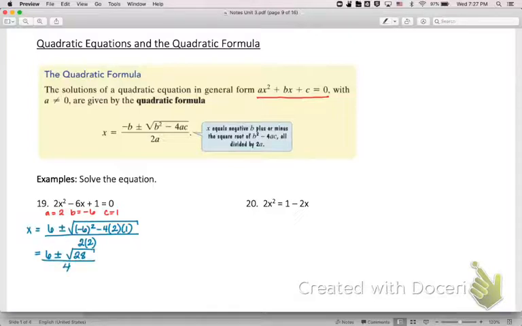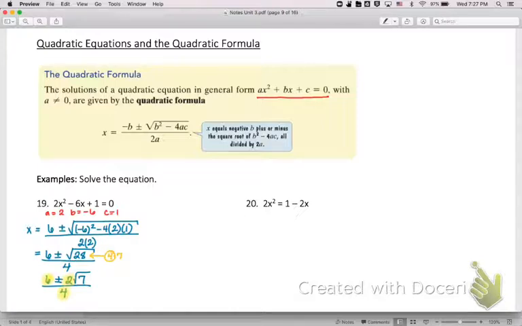Now we need to see if we can simplify the square root of 28, and we can because 28 is 4 times 7, and 4 is a perfect square. So we have 6 plus or minus, the square root of 4 is 2, so now we can bring it out, and 7 was not perfect, so we leave it inside, and that is over 4. Now, when you simplify this, the only way that you can divide is if you can divide all 3 things, because it has to be a factor of all 3 parts.